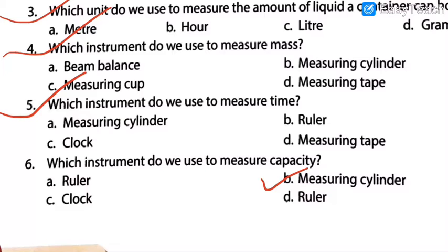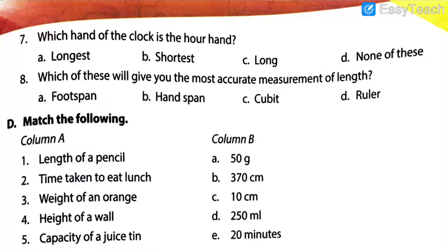The next question, number 7 is, which hand of the clock is the hour hand? Is it longest, shortest, long, or none of these? So hour hand is the shortest one. Then comes the seconds hand and then the minutes one, or in some clocks the minutes one is bigger and the second one is smaller, and it depends on the clock. Nowadays anyways digital clocks are available.